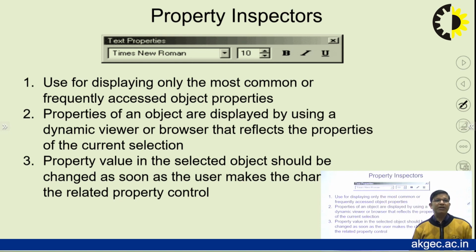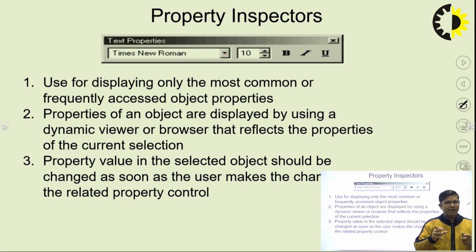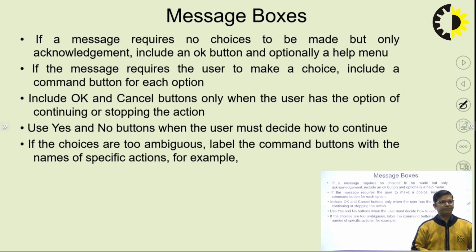Properties of an object are displayed by using a dynamic viewer or browser that reflects the properties of the current selection. The property value in the selected object should change as soon as the user makes changes in the related property control. Like for example, if we are changing the font, it will automatically display in the window that the font has been changed.